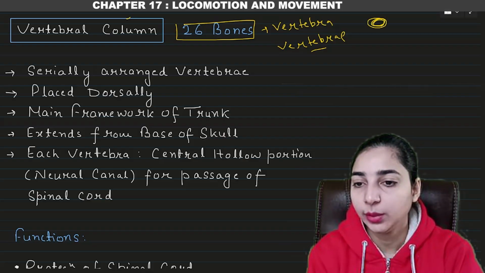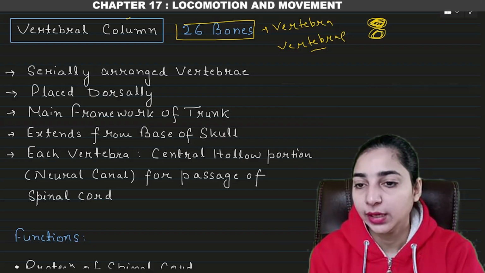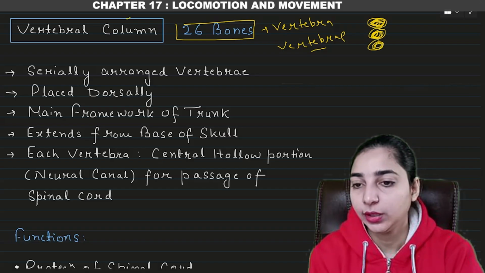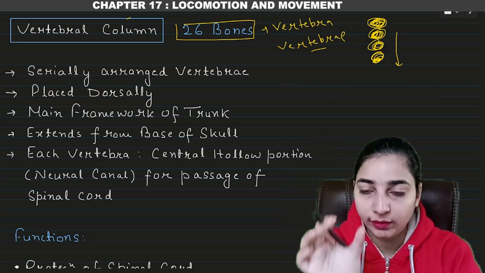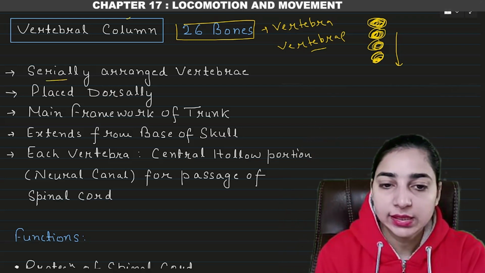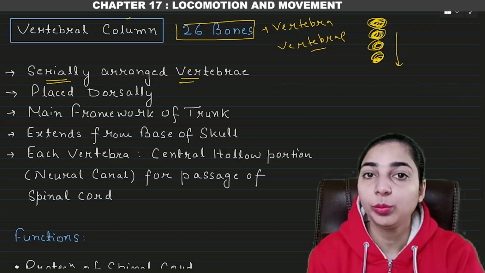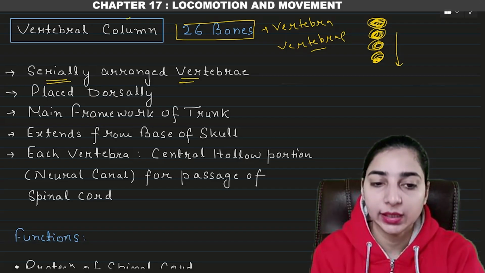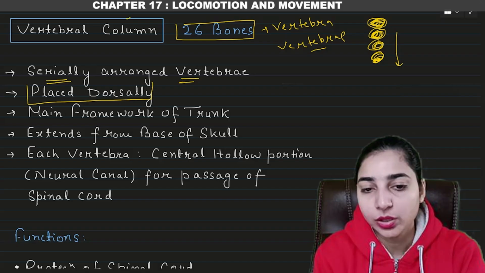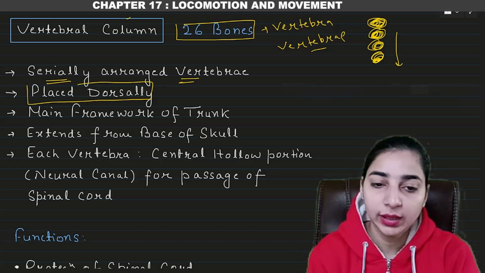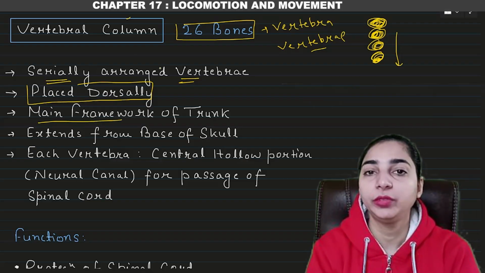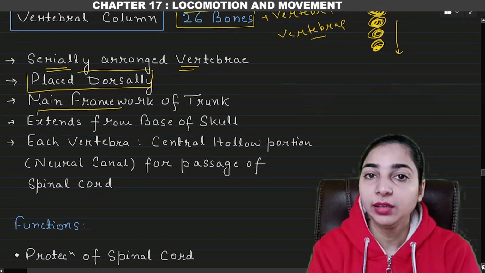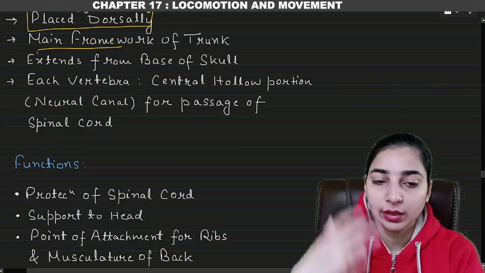So this is one vertebra. Then on the bottom side, there is another vertebra, one more vertebra, and like this there will be a total of 26 vertebrae on top of each other. So they will form a series. These are serially arranged vertebrae. In total, 26 vertebrae which are serially arranged, and these are placed dorsally, that means on the back side of our body, and the vertebral column acts as the main framework of the trunk. So they make the main framework of the trunk region.